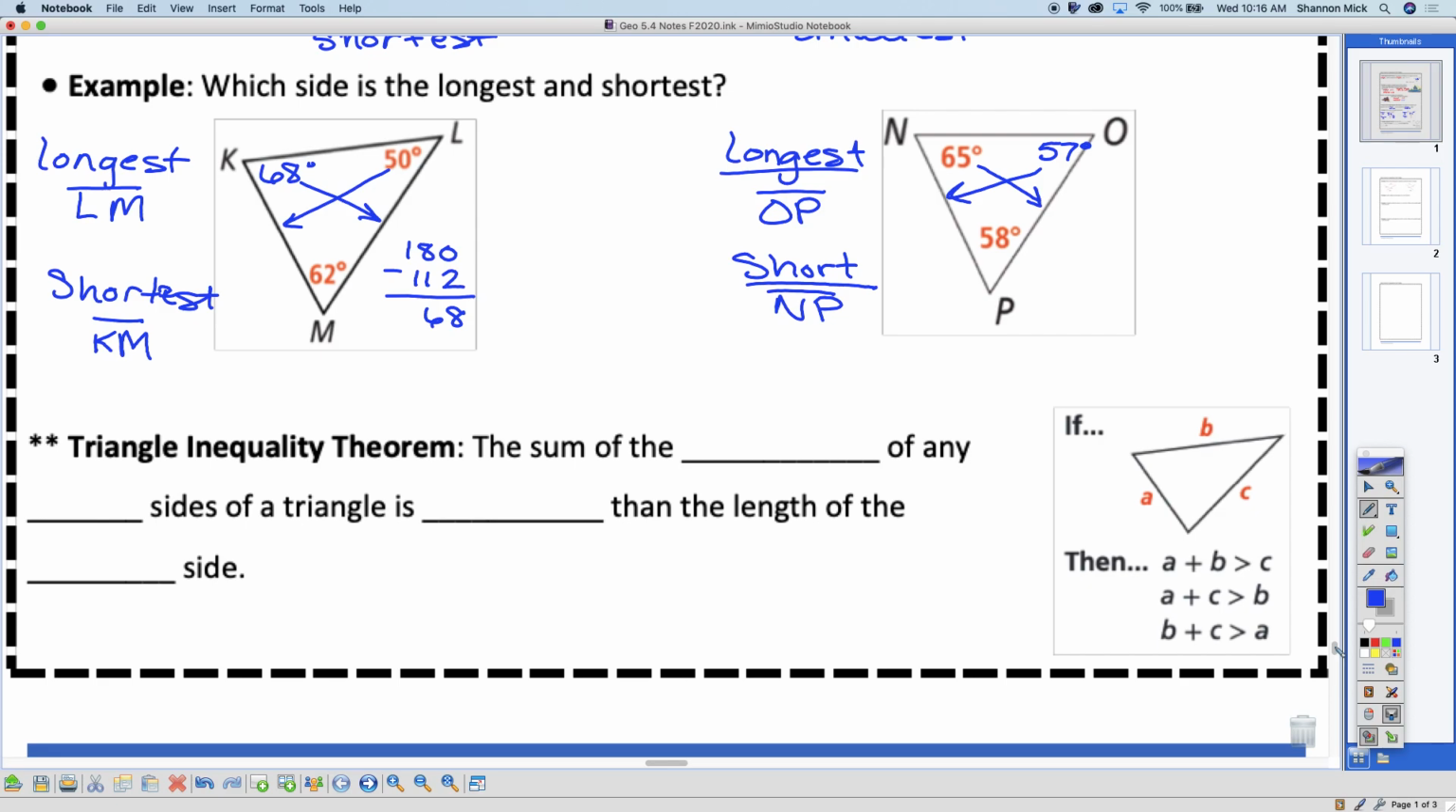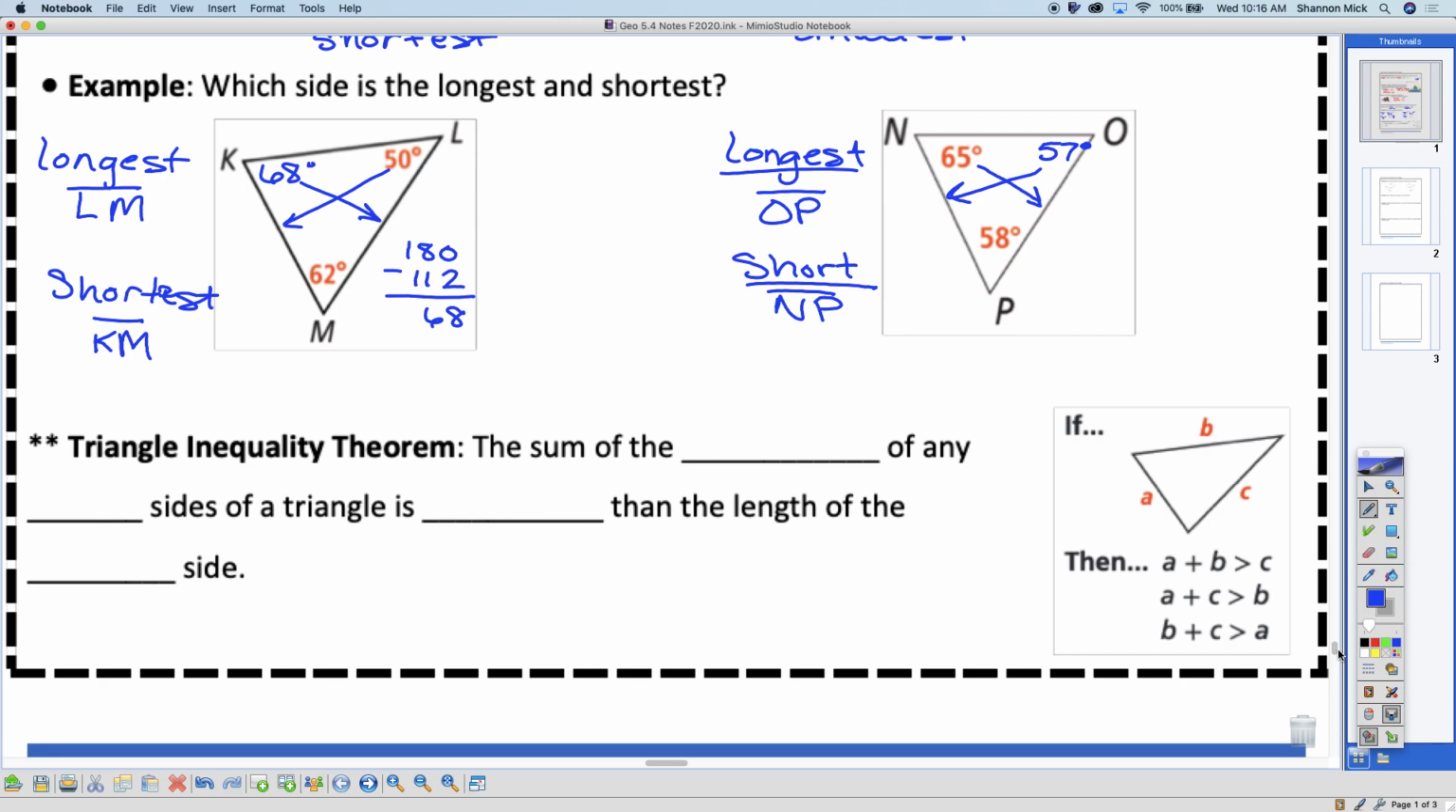The triangle inequality theorem. So this is where you were doing our straws. Remember we talked about our straws yesterday and we figured out that the two sides had to add up bigger than the other side, right? Okay, so here's my picture of A, B, and C.